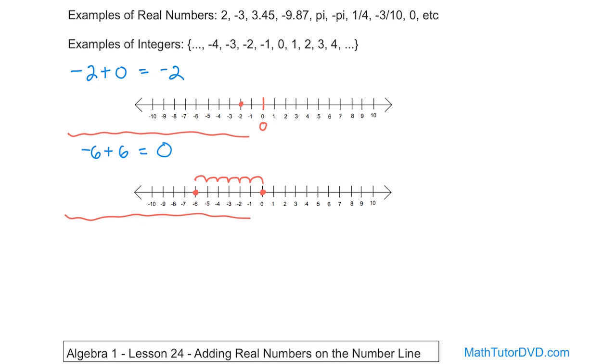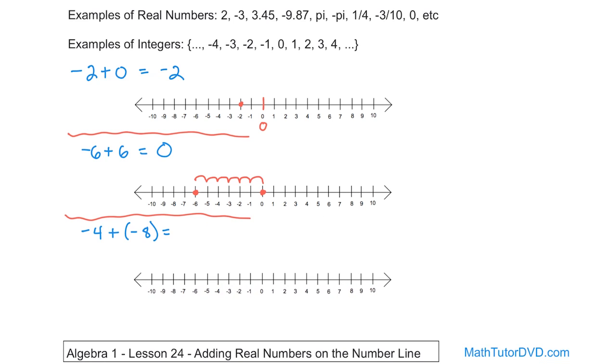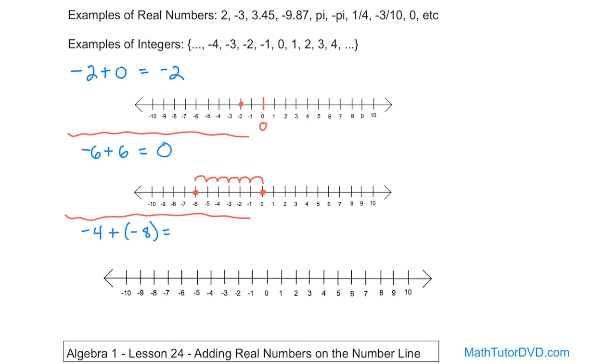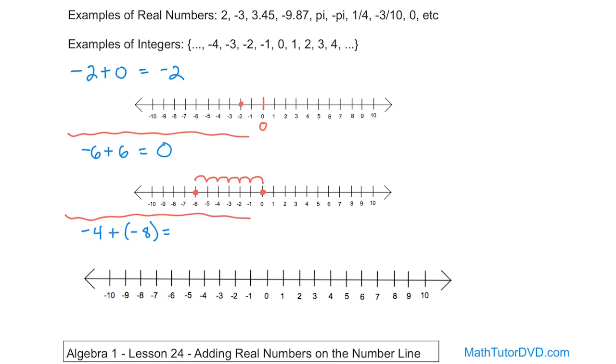Let's go over here and say, what if we're trying to take the number negative 4 and add to it the number negative 8? Now here's where students might look at this and not know exactly how to handle it. That's okay. That's why we're going to use a number line. So we're going to drag this number line down here, and we'll make it a little bit bigger so it's a little bit easier to read.